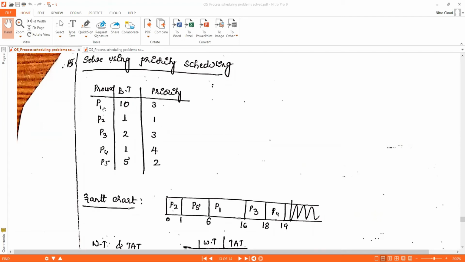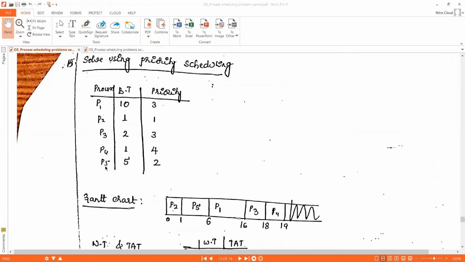Now we have the other processes: process 1, process 3, process 4 and process 5. Their priorities are 3, 3, 4, 2. Among these, which priority is highest? That is 2, because when the priority value is less, the priority is higher. So process 5 will get the CPU. It has a higher priority than process 1, process 3 and process 4.